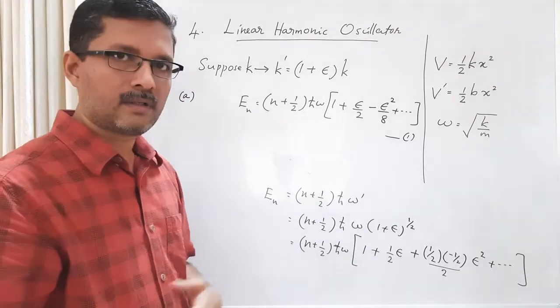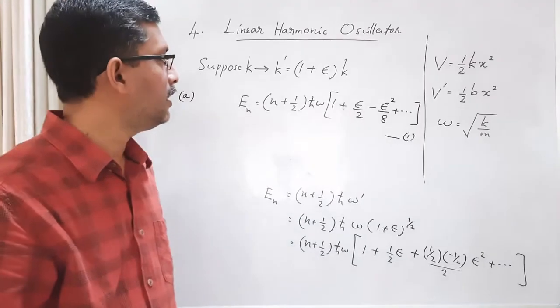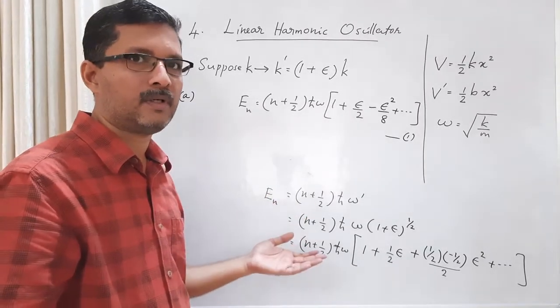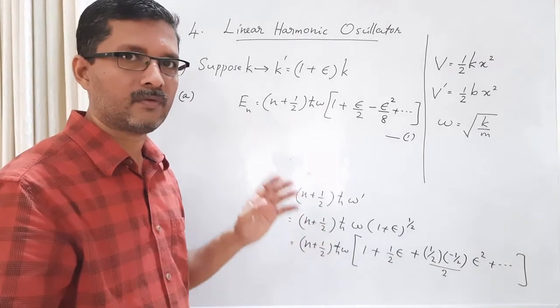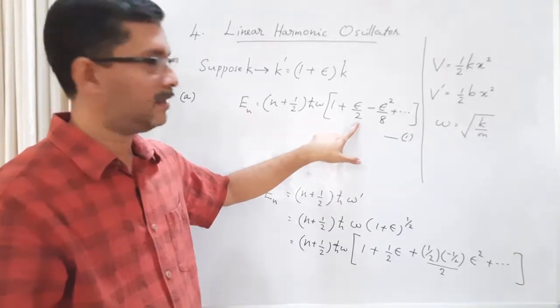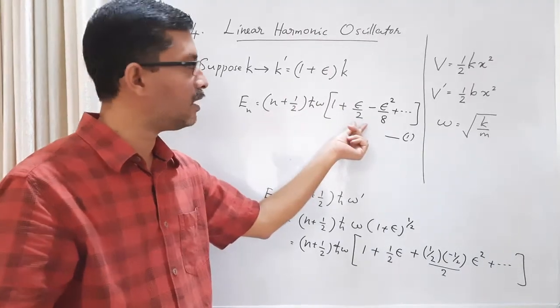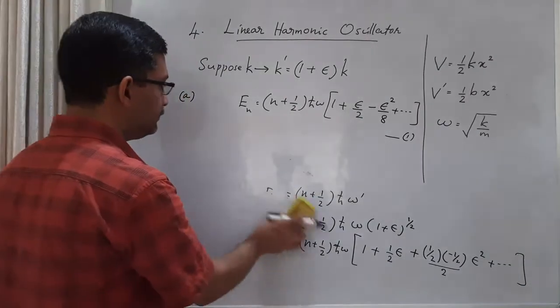Now in the second part, so far we have not done any approximation technique. In the second part, we are going to apply time independent perturbation theory and calculate the first order correction in energy. We want to see whether this first order correction in energy will be exactly this term, (n plus half) h cross omega times epsilon by 2. Let us check.